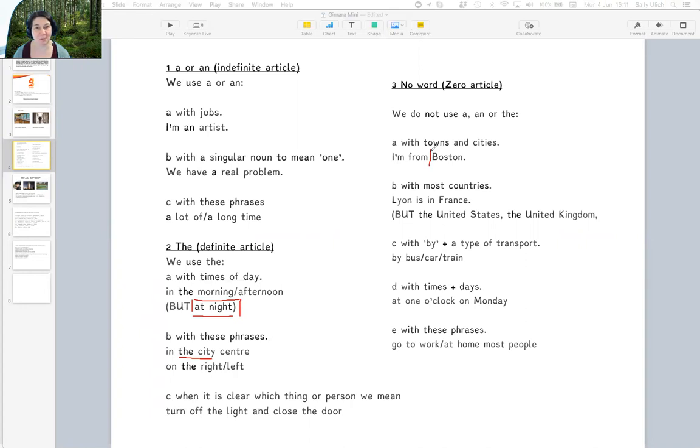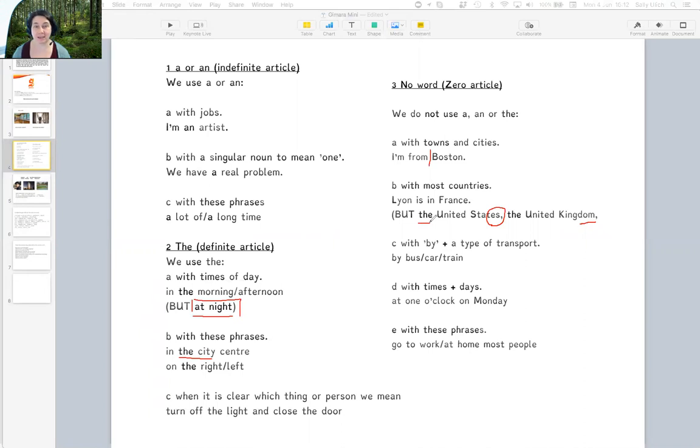London is in Britain. But if I talk about the United States, the United Kingdom, the Netherlands, the United Arab Emirates, these places are made of other places joined together. For example, the United Kingdom is made from England, Scotland, Northern Ireland, and Wales. The United States contains many states. So with some countries, we need the.